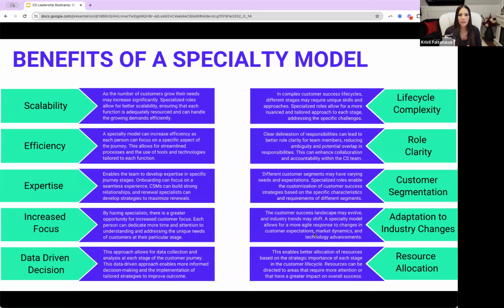Now we're going to make our way over to the right. You've got the first one at the top is lifecycle complexity. This is something else to consider. And I will tell you, like, again, I'll give you a big fat, it depends, and we'll talk about that in a minute. But if you've got a very complex customer lifecycle, right? I've worked with companies where deploying the software could take over a year.